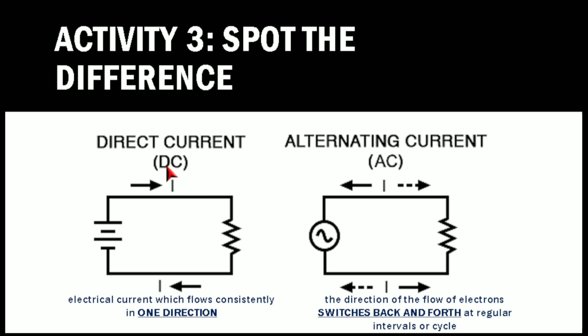Examples of direct current are the flashlight and cell phone, because they have sources that are direct lang po. From the battery to the screen of your phone, and that's it. Direct, continuous, one direction.